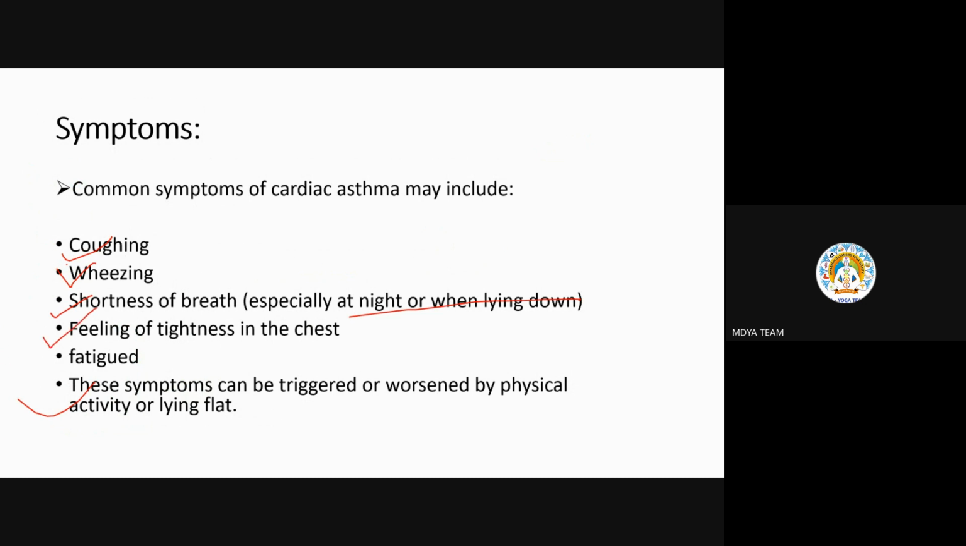Feeling of tightness in the chest, of course chest pain will be there. Again and again coughing and wheezing will result in chest pain. Fatigue, laziness, and all this could be the symptoms also. These symptoms can be triggered or worsened by physical activities or lying flat. In lying flat also, when we lie down flat with the head up like that, it also puts pressure on the heart. Therefore, for the proper position, I told you, we should lie down on the left side, while sleeping, and after eating food also. So like that it could happen.